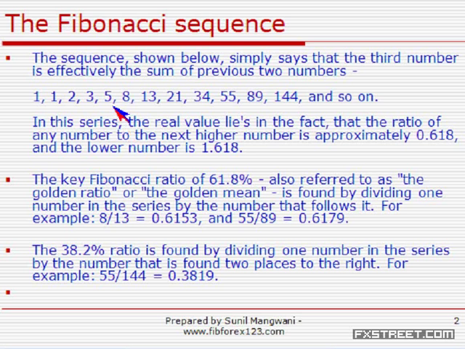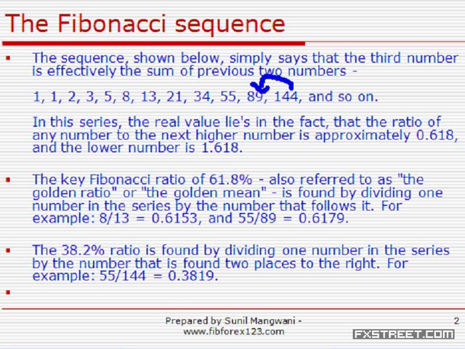If you divide any number by the next higher number, the ratio is always very approximately 0.618. It always tends to come to 0.618, right? So if you divide 5 by 8, it is 0.618. If you divide 34 by 55, it is 0.618. And if you divide it the other way around, 144 by 89, it comes to 1.618.